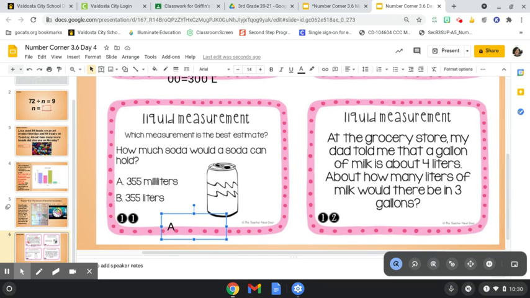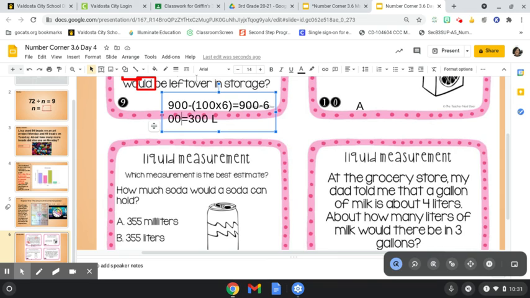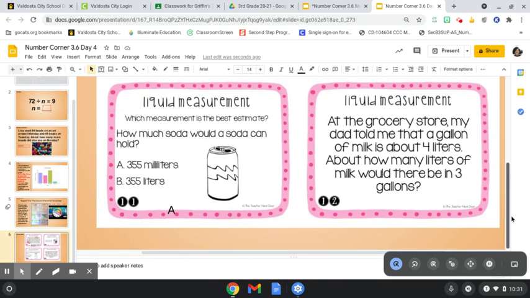And then at the grocery store, my dad told me that a gallon of milk is about 4 liters. About how many liters of milk would there be in 3 gallons? Okay, well, I'm going to multiply here. If there are 4 liters for 1 gallon and there are 3 gallons, all you have to do here is multiply 4 times 3, and that's going to be 12. Okay, so 4 liters times 3 equals 12 gallons.